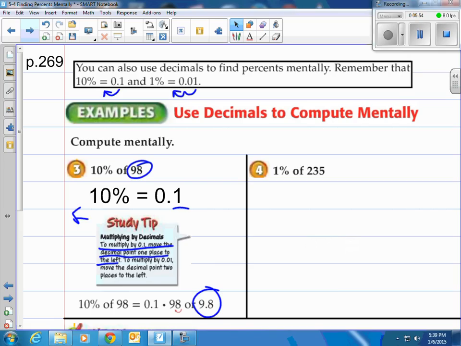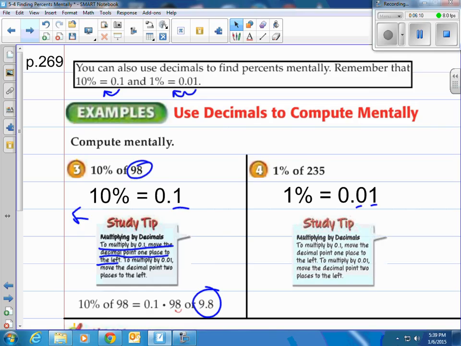How about 1%? Let's check out number 4. 1% of 235. Well, 1% is 0.01, and that's 2 decimal spots we're going to move. This works because of the 1 there. And we're doing multiples of 10.